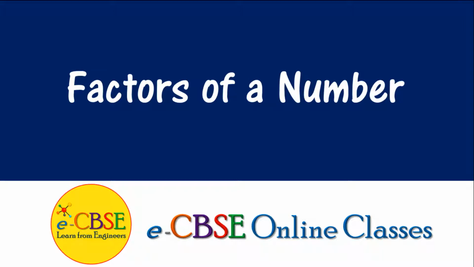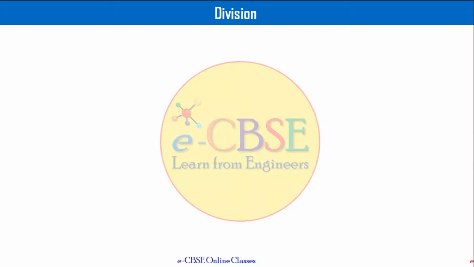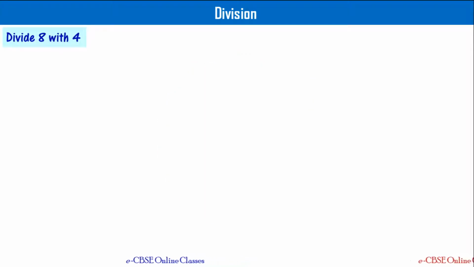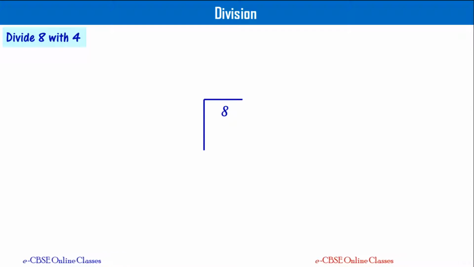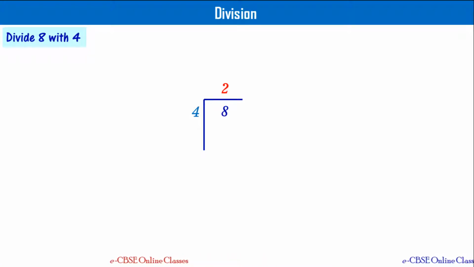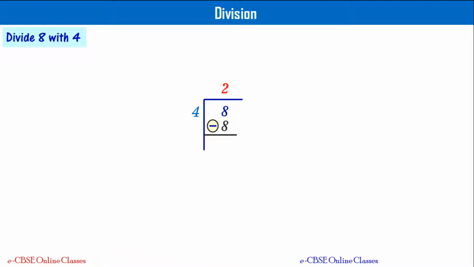Let's learn about factors of a number now. Let's quickly recall division. Let's divide number 8 with number 4. To do that, we'll write 8 on one side of the line as shown here and 4 on the other side. And we know that 4 times 2 is equal to 8, so we write 2 at the top and subtract 8 from 8 such that you get answer 0.